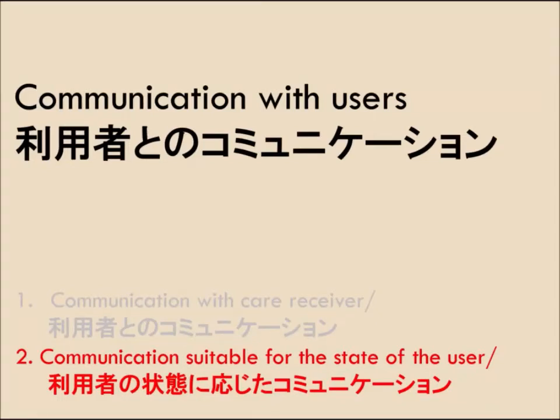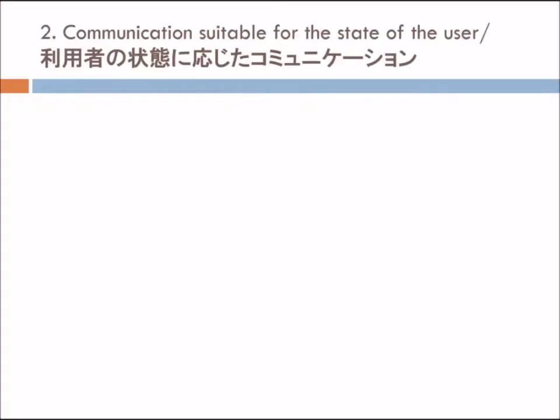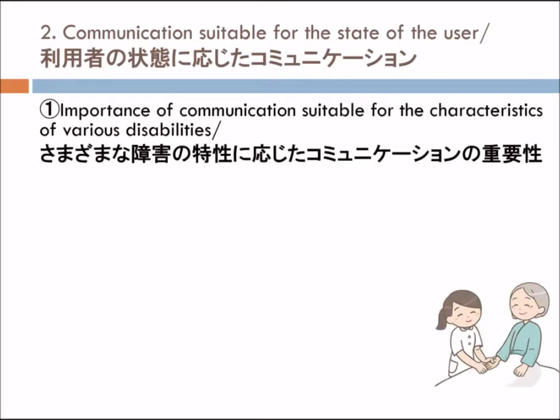Section 2. Communication suitable for the state of the user. 2. Communication suitable for the state of the user. There are 5 topics. 1.